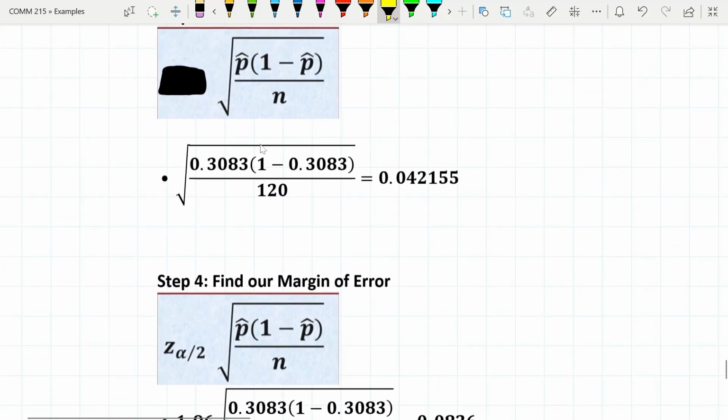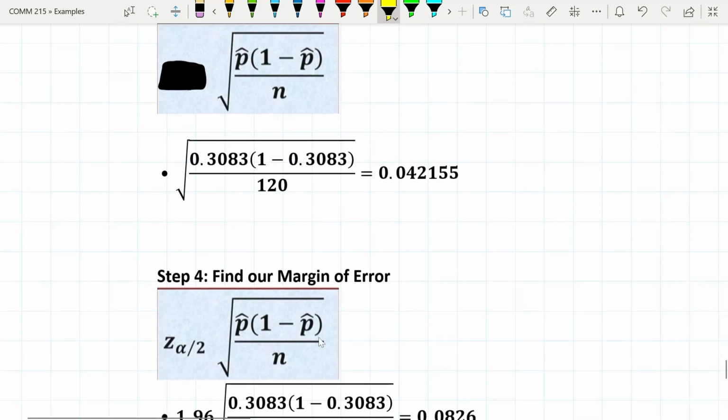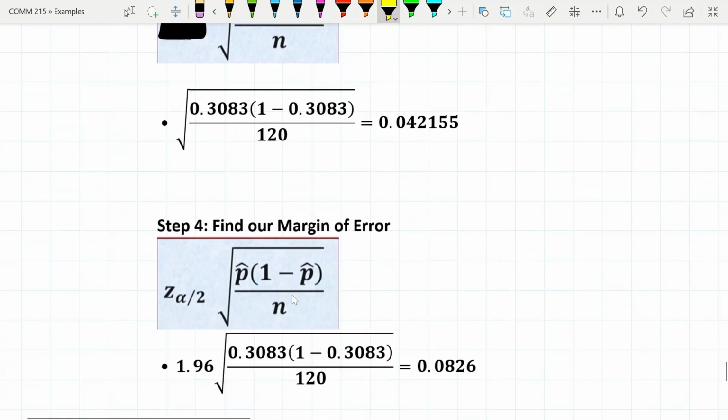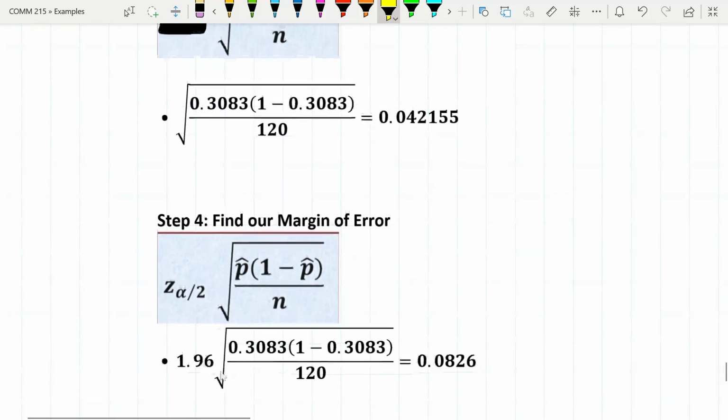It is the exact same formula here and here. If you guys can see my cursor, all you have to do differently is multiply your Z score by your standard error. So once we do that, 1.96 times 0.042155 equals 0.0826. Let me highlight that for you guys. And that is our margin of error.